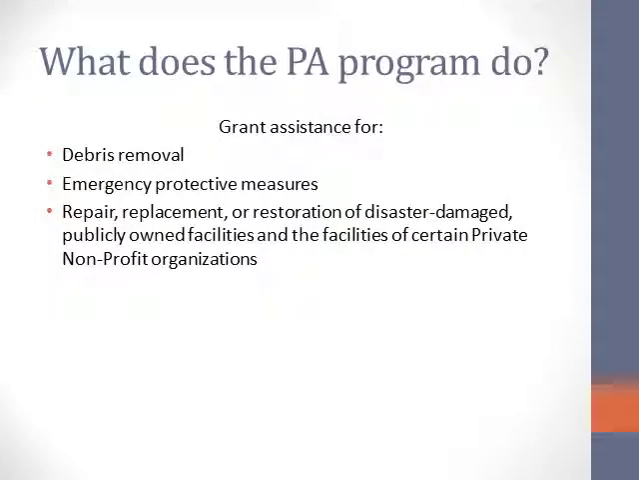So what does the Public Assistance Grant Program do? Through the Public Assistance Grant Program, FEMA provides disaster grant assistance for debris removal, emergency protective measures, and repair, replacement, or restoration of disaster-damaged publicly owned facilities and the facilities of certain private nonprofit organizations. The program also provides assistance for hazard mitigation measures to damaged facilities during the recovery process.